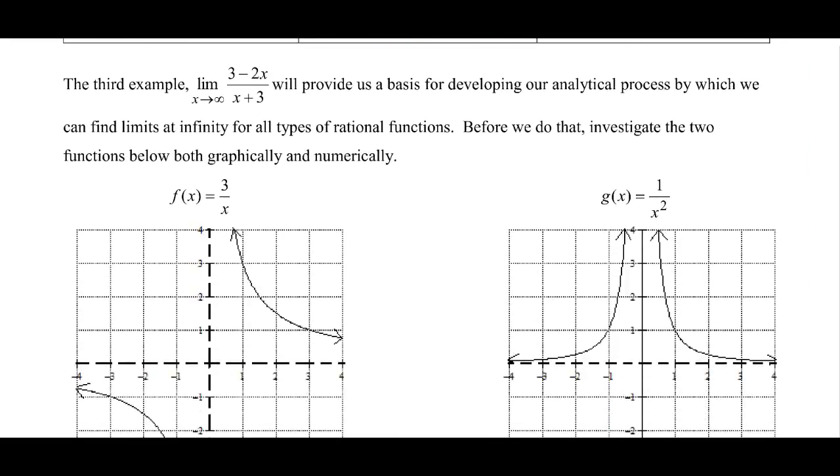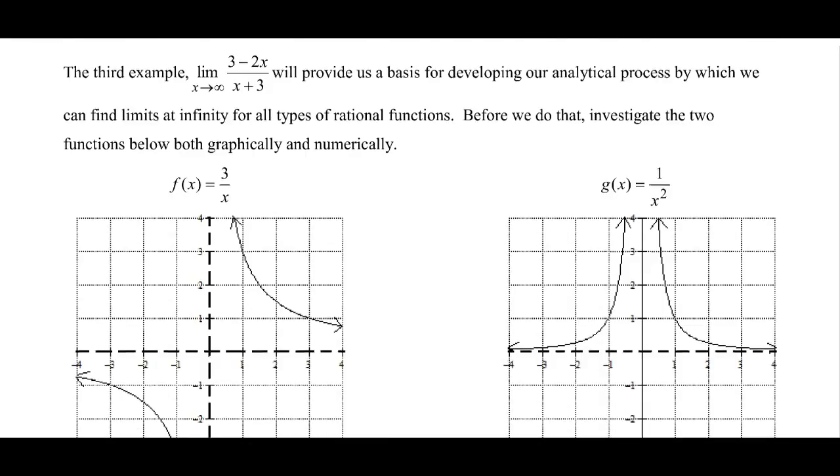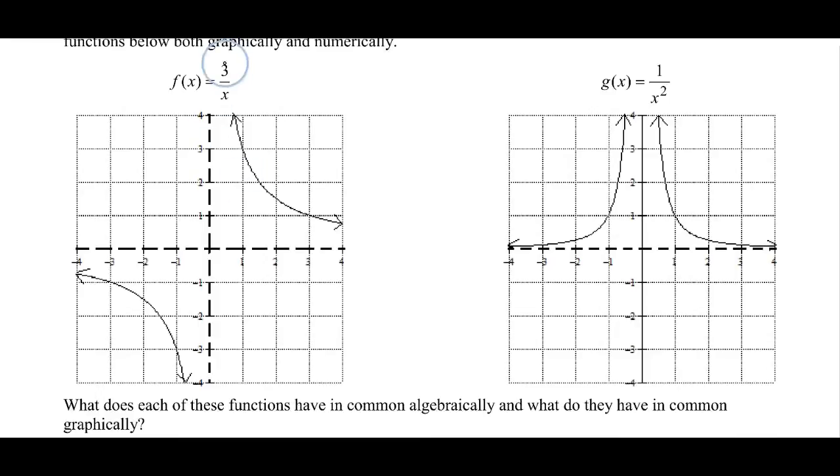This third example gives us an opportunity to look more deeply at this, but let's look at these two functions graphically and numerically. Graphically, as x approaches negative infinity, I approach this asymptote at 0. And as x approaches positive infinity, I approach this asymptote at 0. So my limit to negative infinity would be 0, and my limit to positive infinity would be 0. With g of x, as I approach negative infinity, I approach an asymptote of 0. And as I approach positive infinity, I approach an asymptote of 0.